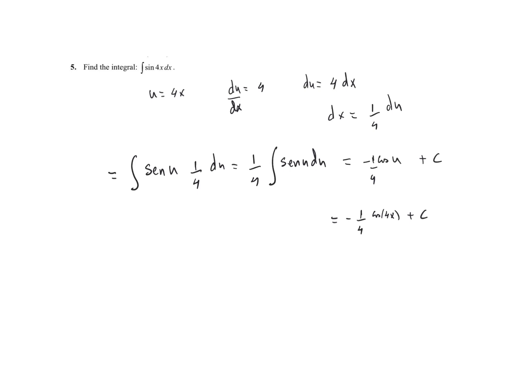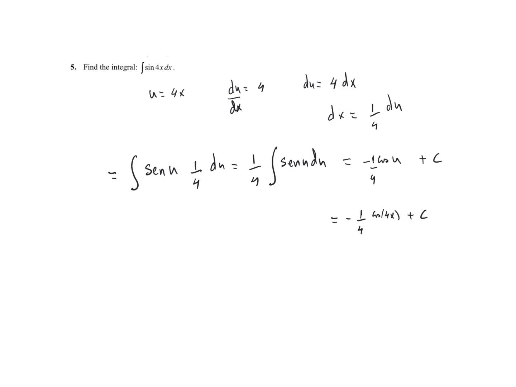Okay, the following problem. We choose u equal to 4x, so du will be 4. du with respect to dx is 4, so du will be 4 times dx. I don't see the 4 here, but I see dx. So dx is 1/4 of du. If you solve for dx, dx is 1/4 of du.